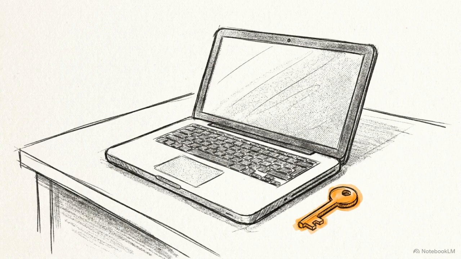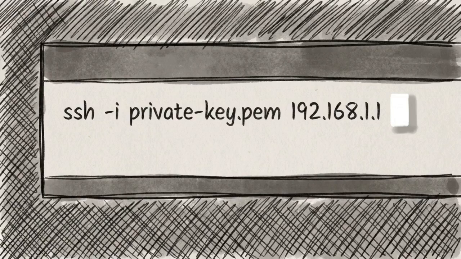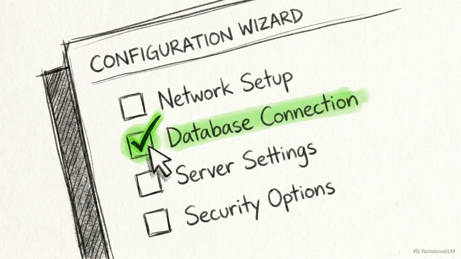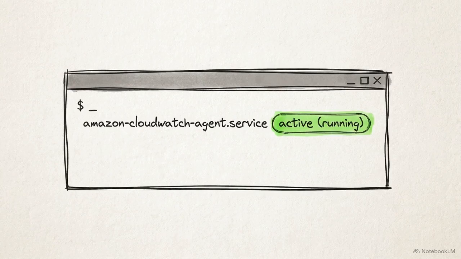We begin by establishing an SSH connection to the guest OS. Open your terminal and log in using your private key and the instance's public IP address. Once inside the Linux environment, use the command line to download and install the CloudWatch agent package. After the installation, we run the configuration wizard to specify that we want to track disk space metrics. Start the agent service. The terminal will provide a status string confirming the agent is initialized and actively transmitting data.